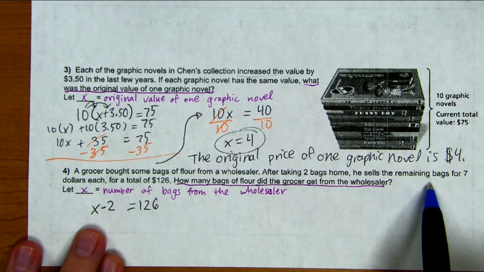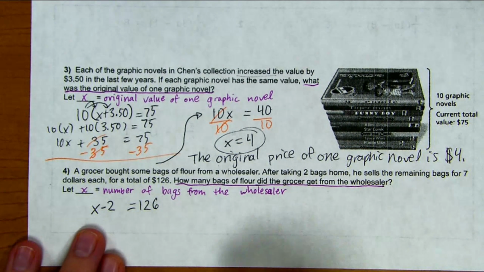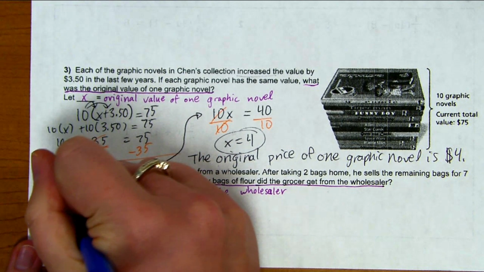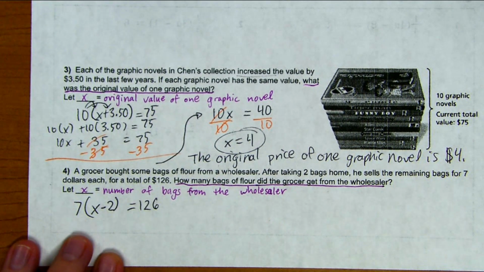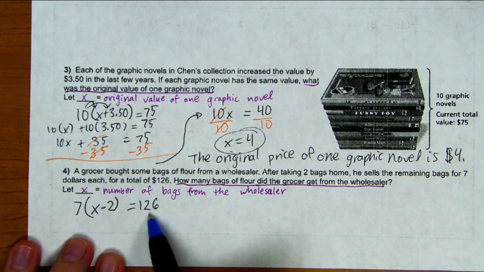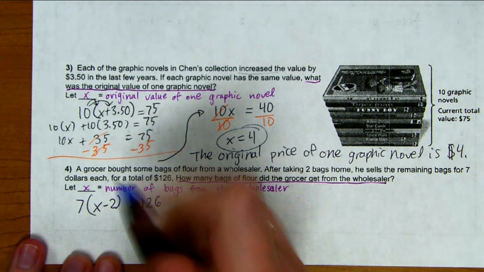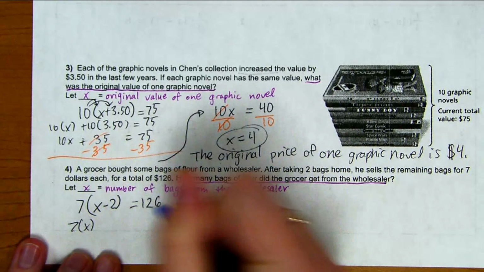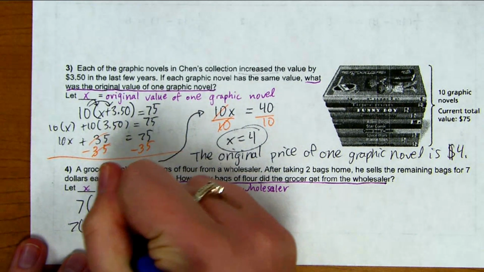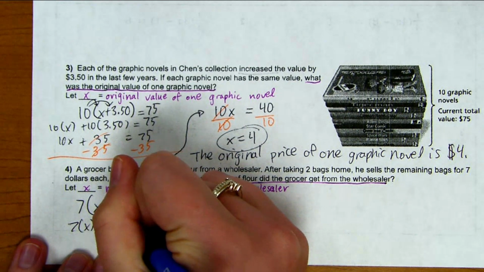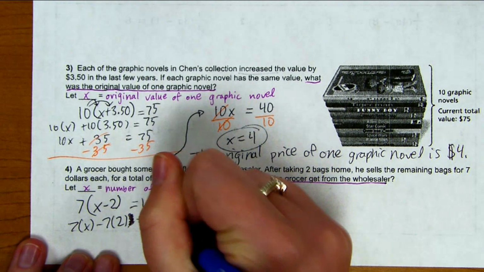Now, he sells each of those for $7, so we can multiply the number of bags that remain times the cost of $7, and that'll give us the total money that he earned from that. Well, now that we have this equation, we can go ahead and solve. So I'm going to distribute the 7 out, so 7 times X minus 7 times 2, equals 126.